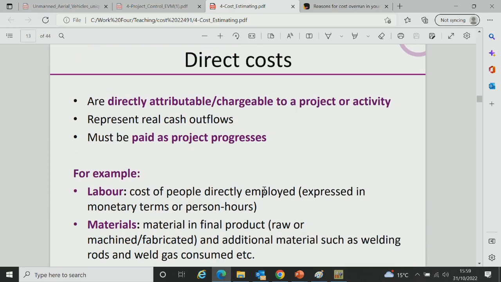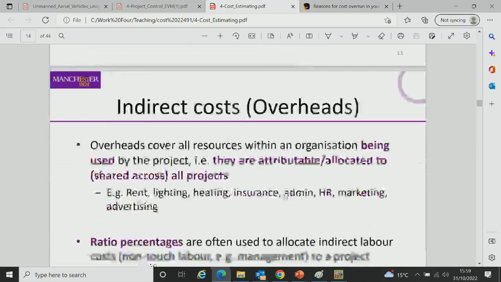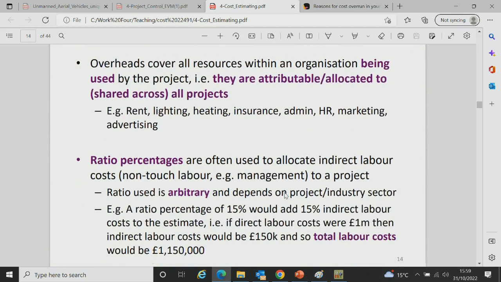So there's a proper definition for us to look at. So I guess these are classic examples here, which are functions across the organisation in general. The more general and removed from the project, the more likely it's going to be classic overhead definition.